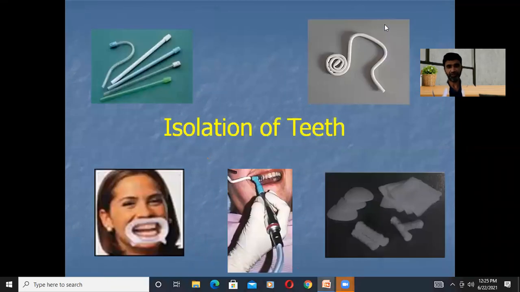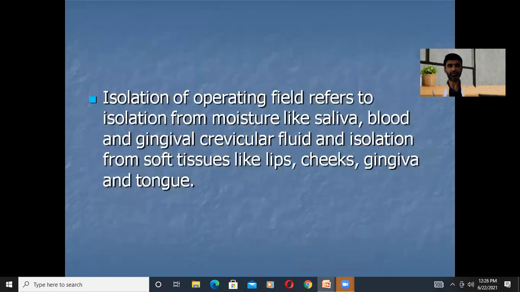What is isolation? Whatever procedure we are performing, we have to do proper isolation, which prevents problems in many ways. Today, we are talking only about the isolation of teeth when we are doing the procedure. Isolation of the operating field refers to isolation from moisture like saliva, blood, and gingival crevicular fluid, and isolation from soft tissues like lips, cheeks, gingiva, and tongue. Isolation also means we have to isolate from the adjacent tooth structures when performing the procedure.